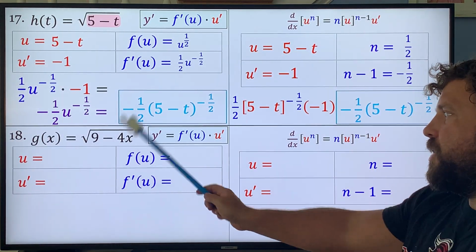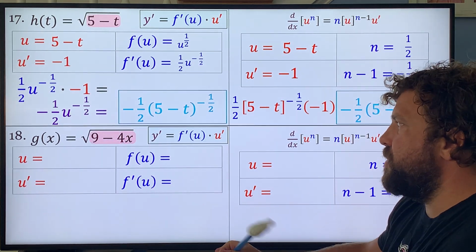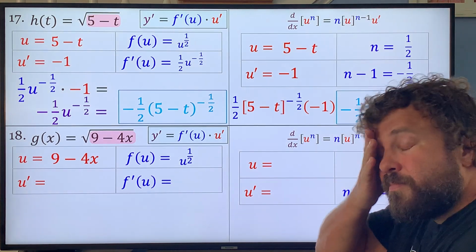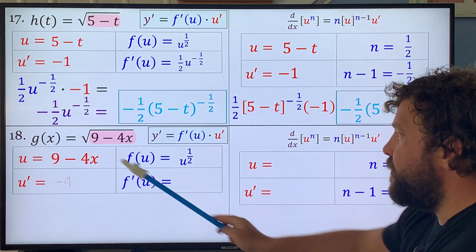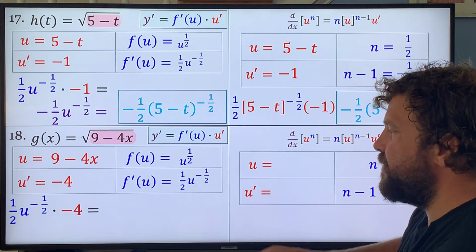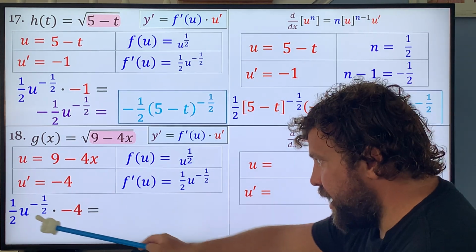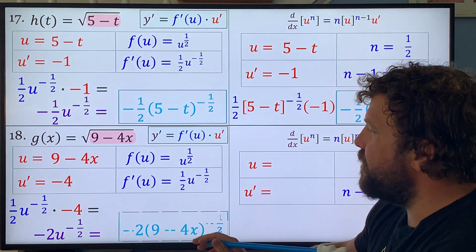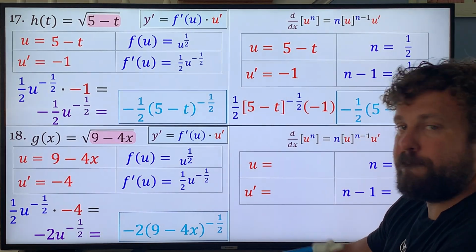This one. Inside the square root, 9 minus 4x. u to the 1/2. Negative 4, 1/2 u to the negative 1/2. 1/2 u to the negative 1/2 times negative 4. Half of negative 4 is negative 2, u to the negative 1/2. Negative 2, 9 minus 4x to the negative 1/2.